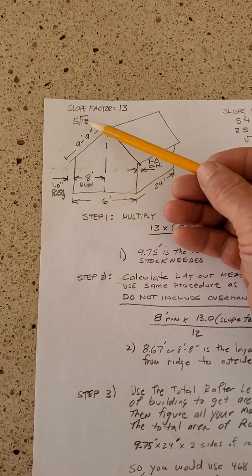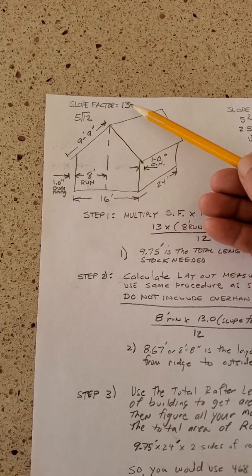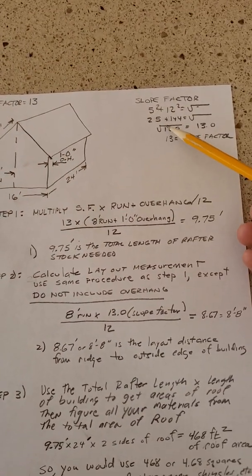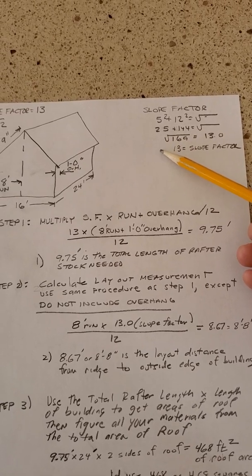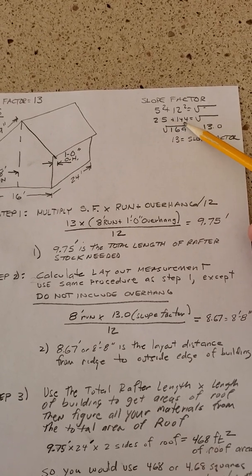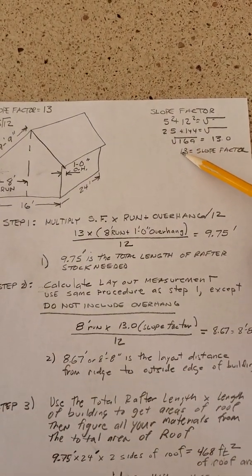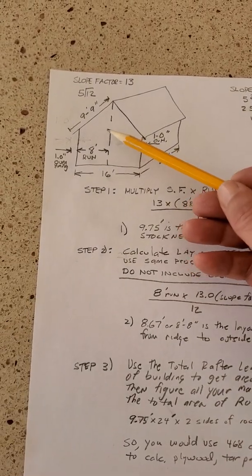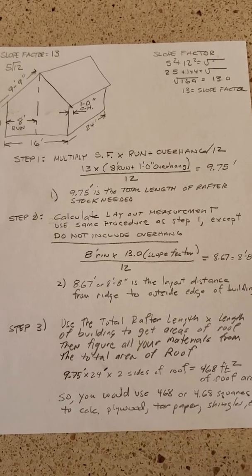It's a 5/12 pitch, so the first thing you've got to do is determine the slope factor, which is 13 for a 5/12 pitch. I got that by just a squared plus b squared equals c squared. 5 squared is 25, 12 squared is 144. Add them together, you get 169. Take the square root of that, 13. So 13 is the slope factor for a 5/12 pitch. Once you have that number, you can pretty much figure everything out from there.